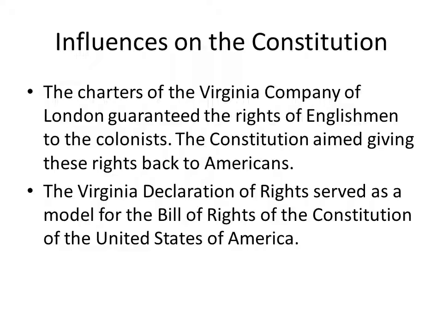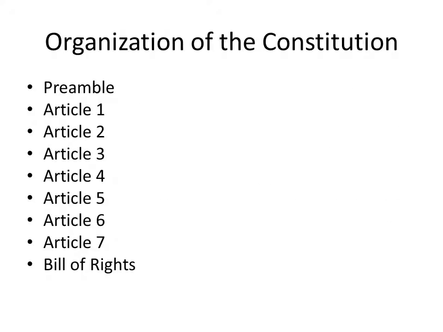Also, there was a Virginia Declaration of Rights that served as a model for the Bill of Rights of this Constitution. So on the screen you can see the organization. There's the preamble, Articles 1 through 7, and the Bill of Rights. That's how the Constitution is organized.